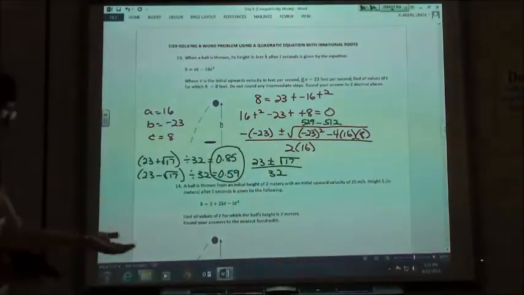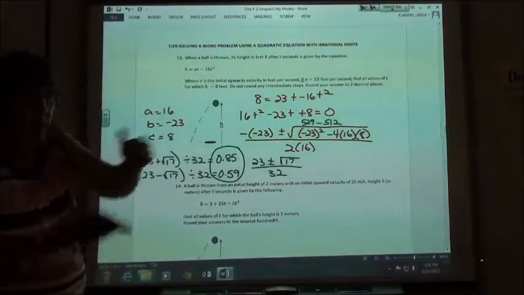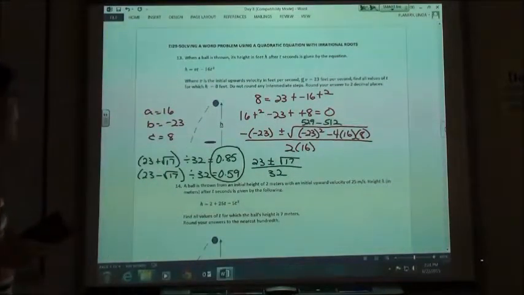Because when I throw my ball up, it's going to go up, curve, and come down, so twice it should be at that same height of 8 feet.